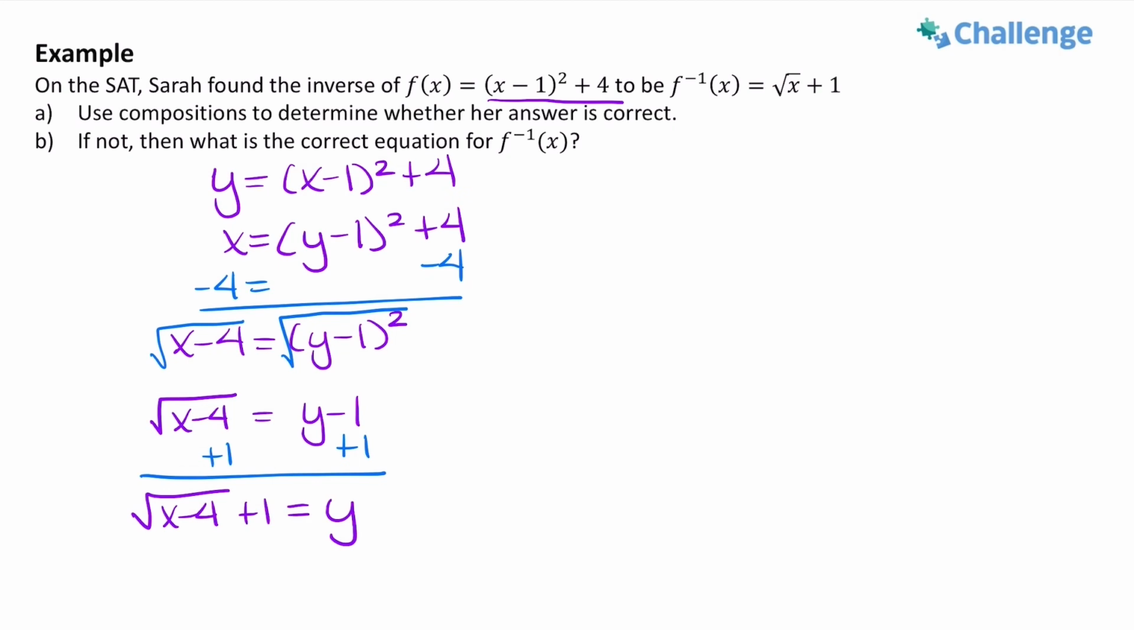So you can see here what it looks like she did incorrectly. It looks like she forgot that minus 4 under the square root, right? She was on the right track, but it looks like she forgot that minus 4. So the correct equation for the inverse of f of x is the square root of x minus 4 plus 1.